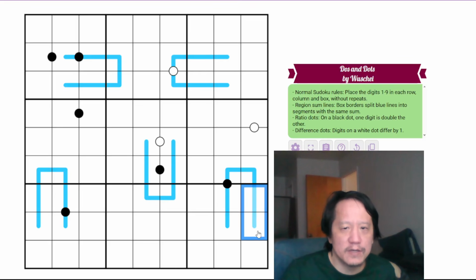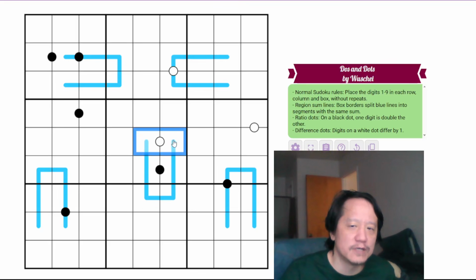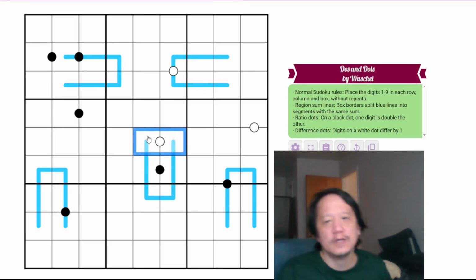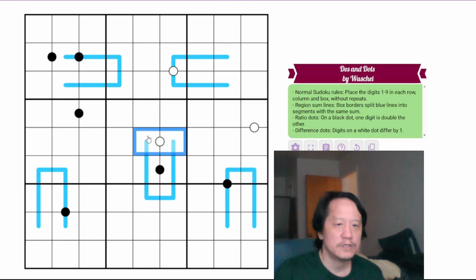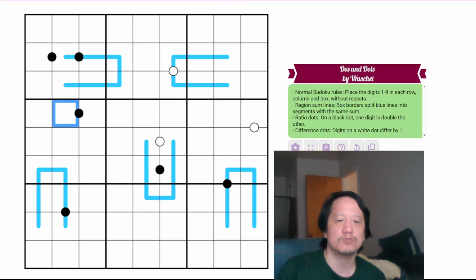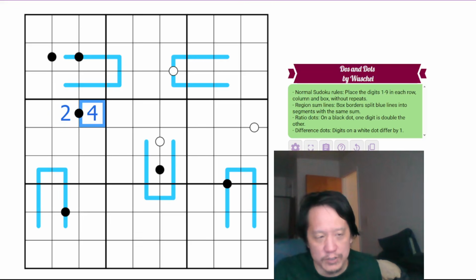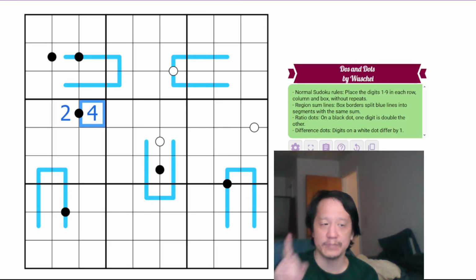And finally, we have ratio dots, where on a black dot, one digit is double the other. And we have difference dots, where the digits on a white dot differ by 1. Another name for these are Kropke dots, and they're called black and white Kropke dots. So as an example, say this was a 2 here, then this would have to be 1 or 4 to maintain the 1 to 2 ratio, because this is a black dot between them.